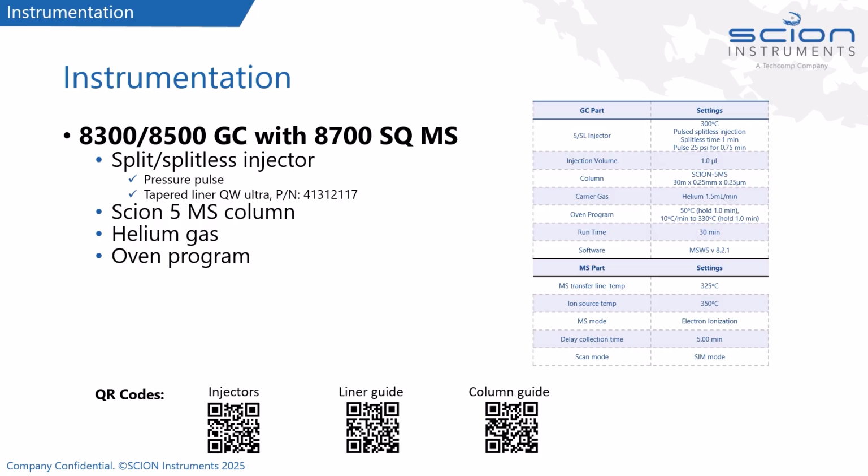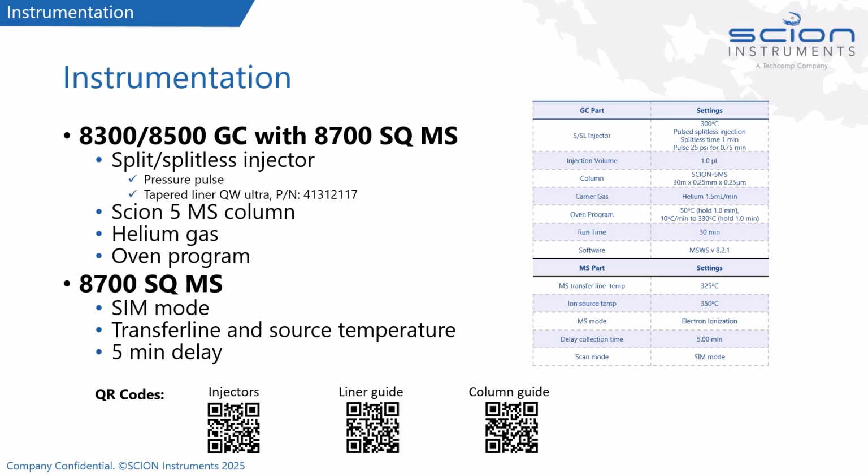The SCION 5 MS column is used for this application, and this is a non-polar column ideal for the separation of PAH compounds. The oven program starts at 50 degrees and with a ramp of 10 degrees per minute it will go to 330 degrees. This is chosen to be sure that every PAH compound is out of the column at the end of the run. Putting the column to a high temperature at the end will make sure that the column will be clean before the next injection, known as burn off or baking.